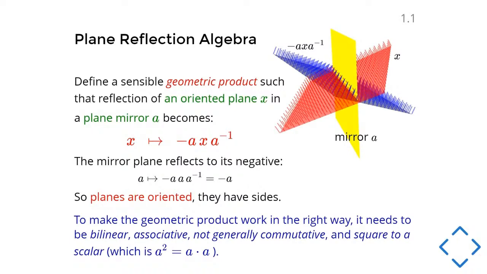And gradually, as you start working through this, you find that this product is not that exceptional at all. It's just a bilinear product, so bilinear in each of its terms. We're going to assume associativity, so you don't have to worry about brackets. We should say it's not generally commutative, because otherwise this formula would be rather trivial. And we'll have to say that a plane squares to a scalar. In fact, it's one of those geometric numbers that Stephen was talking about that have a positive square.